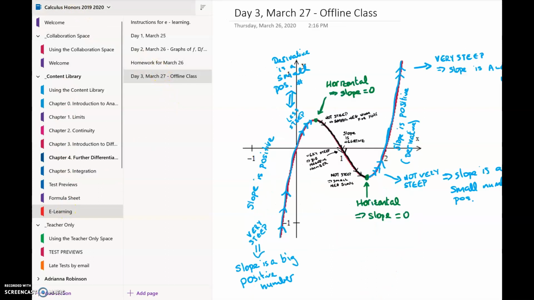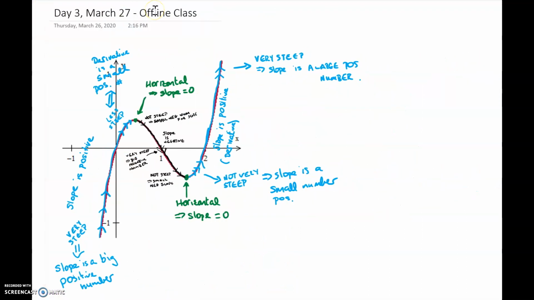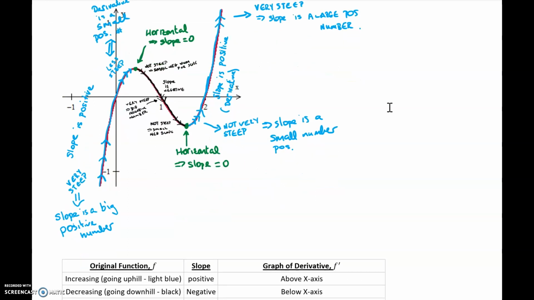Okay, so hopefully you're back now, and we're ready to begin today's class. The graph on the screen at the minute looks very messy, but it is just a copy of the work that we did yesterday, Thursday the 26th of March. This was the graph of a function that we analyzed in terms of its slope. We saw where it was steep, where the slope was positive, where the slope was negative, where the slope was 0, and we drew the derivative based on that.